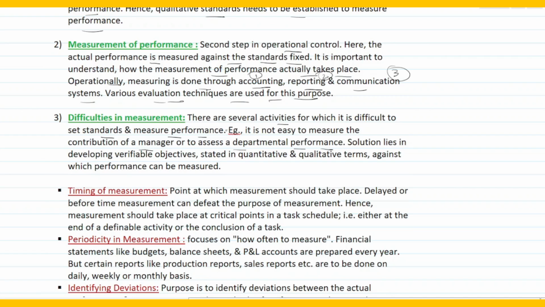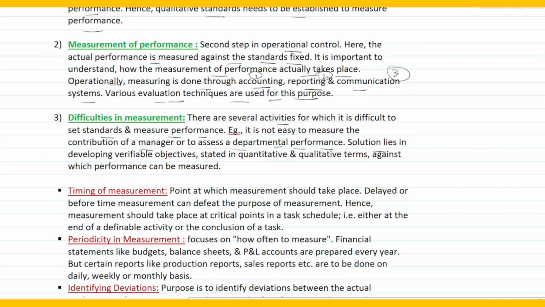Fine. So there may be certain activities or tasks for which you may not be able to set any kind of standards and eventually not able to measure the performance. So what could these kinds of tasks or activities be? It can be the contribution of a manager. You cannot quantify how much the manager is contributing, right? Because he's the one who's just going to supervise. So there's no quantitative mechanism for this. So it is very difficult to measure the performance of the manager when we talk about operational control. Or it can also be difficult to assess a specific departmental performance.